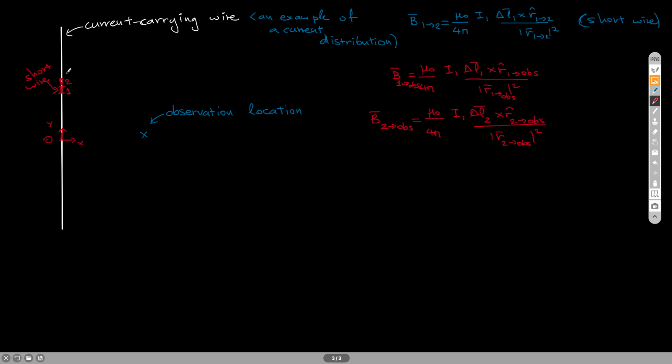I can keep cutting this current carrying wire into pieces, 3, 4, and so on. You have to keep doing that, and all of them, not just there, but also this way. And then when I have all of those magnetic fields, I can say, since I found all of those magnetic fields, the net magnetic field at the observation location will simply be the sum of all of those.